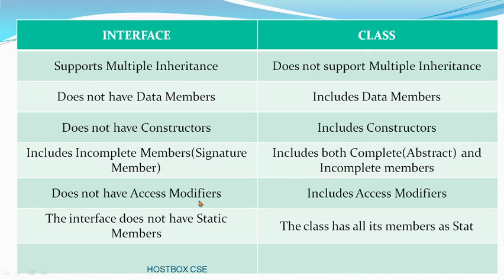Then the interface does not have access modifiers, remember, and a class includes access modifiers also. The interface does not have static members, but the class has static members. So these are some of the differences. When you go for an interview, they will definitely test your knowledge of interface and class, or they give some small coding and ask you to debug the program. What is the mistake? What is the output of the following program? Or how do you debug this following program based on the interface?